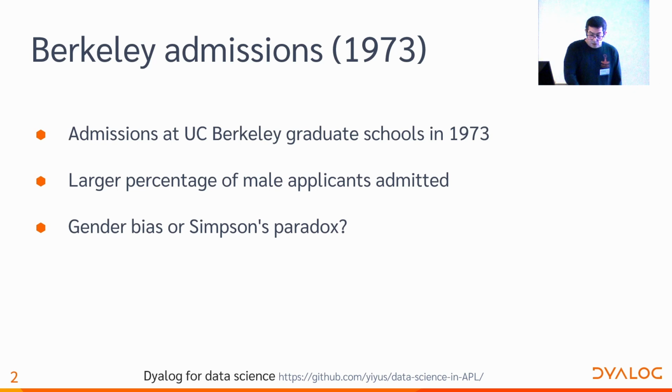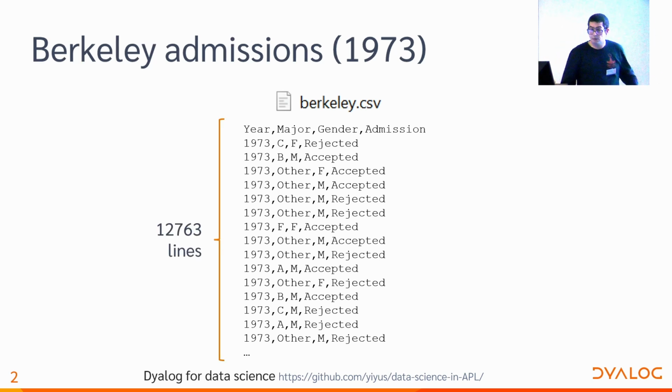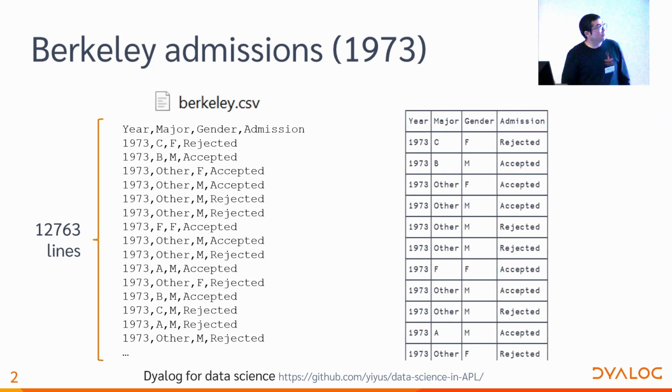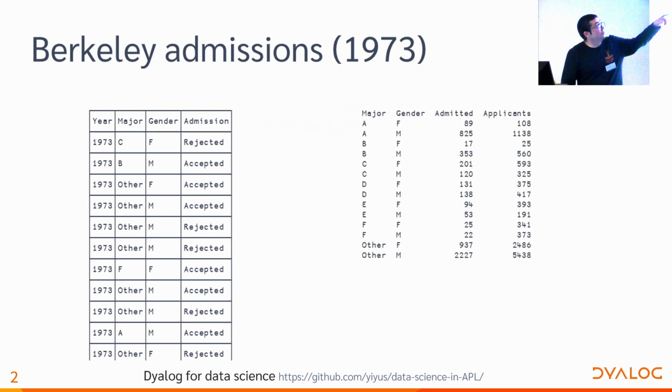Let's see. We get as input a CSV file, a text file with comma-separated values. And here we have a row for every student telling us which major they applied to and their gender. We have a total of almost 13,000 lines. And the first thing we do is to load this array into APL. And then for every combination of major and gender, we calculate the number of students who were admitted and also the total number of students who applied. And now we have a much smaller table that we can work with.